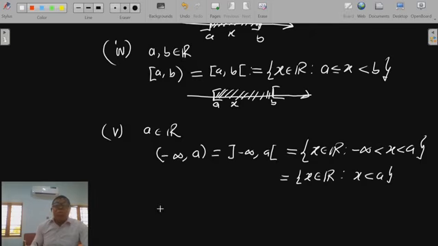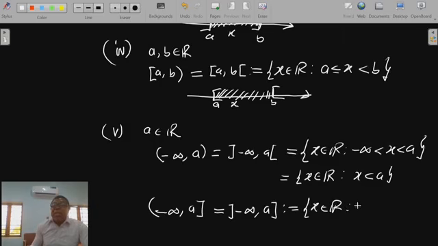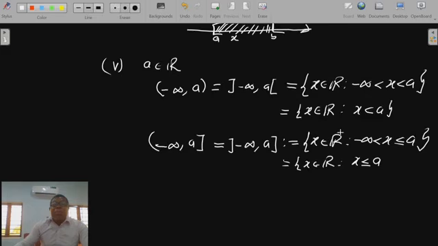We also have what we may call (minus infinity, A], in this case closed at A. And this is nothing but the set of all points X in R so that minus infinity is less than X, and X is less than or equal to A. And this is nothing but the set of all X in R so that X is less than or equal to A. I may even write this as number 6. So we take A in R and we define this.